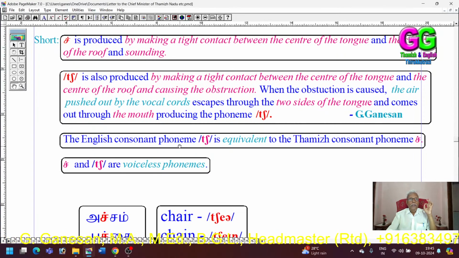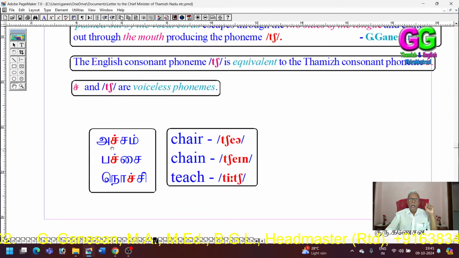The English consonant phoneme "ch" is equivalent to the Tamil consonant phoneme "ch". That is, both are equivalent. Both Tamil and English consonant phonemes "ch" are voiceless. Examples in Tamil: Acham, Pachai, Nuchi. In English: cha, chain, teach. Again, "ch", both in English and Tamil.